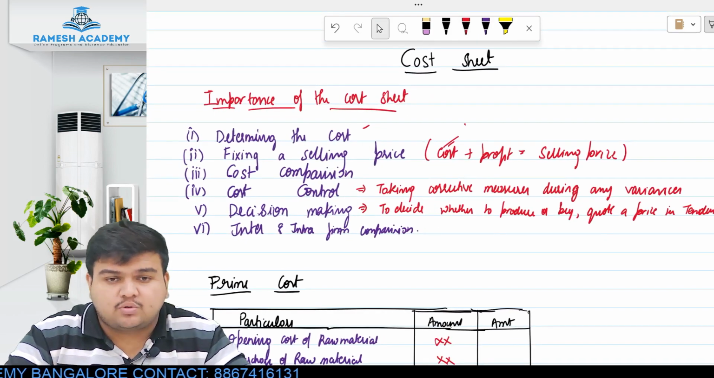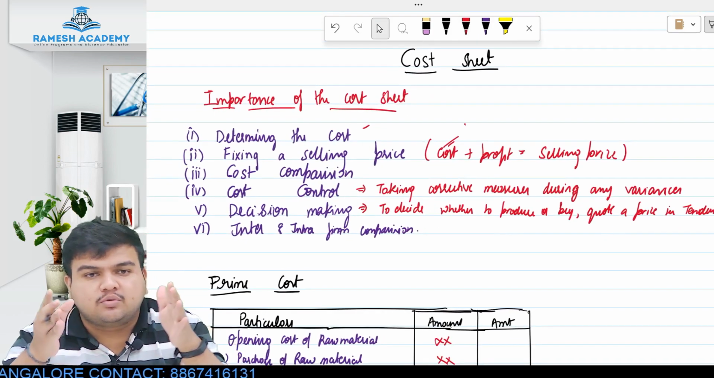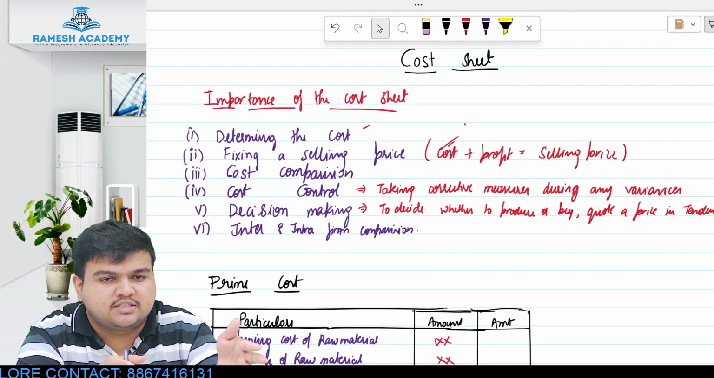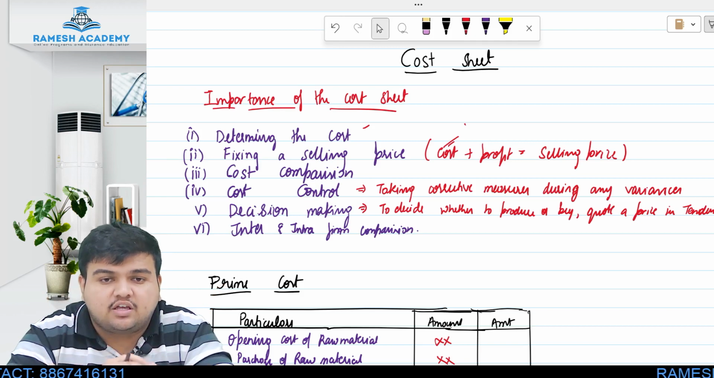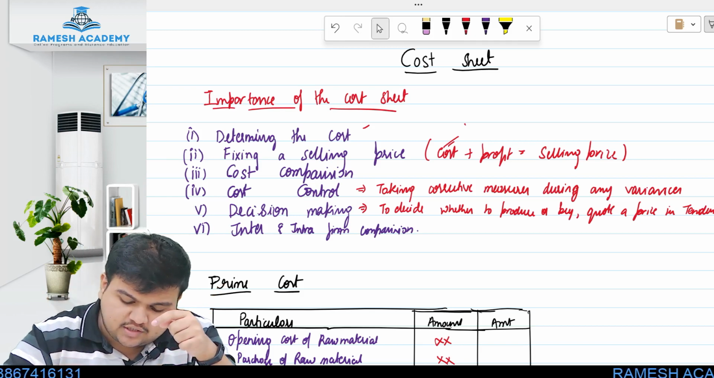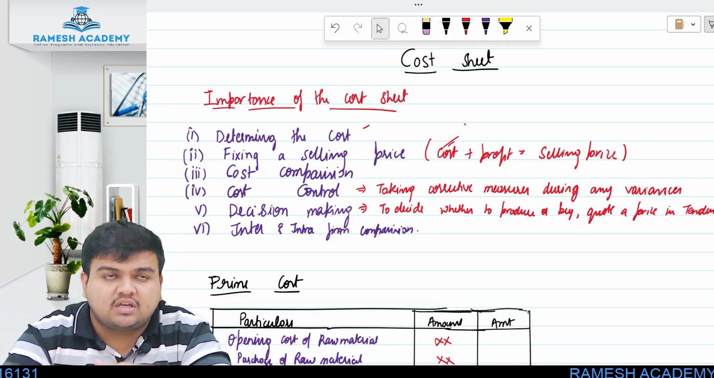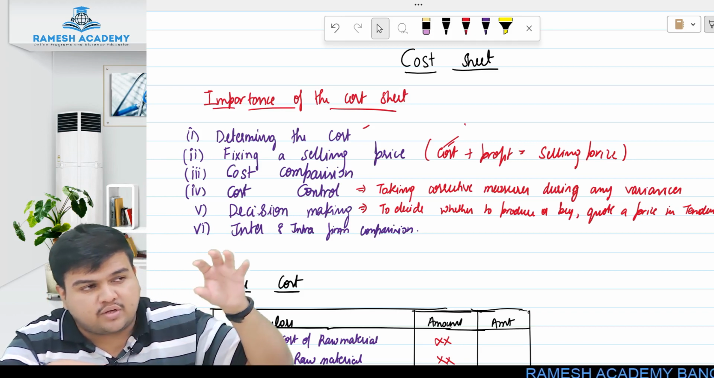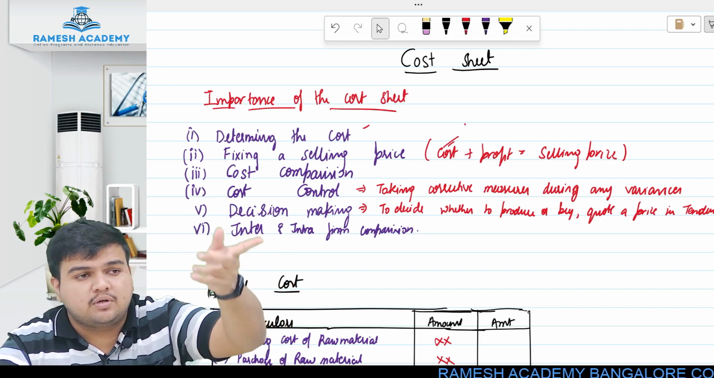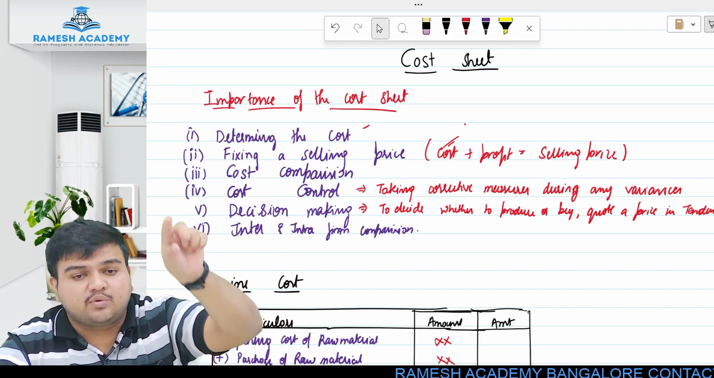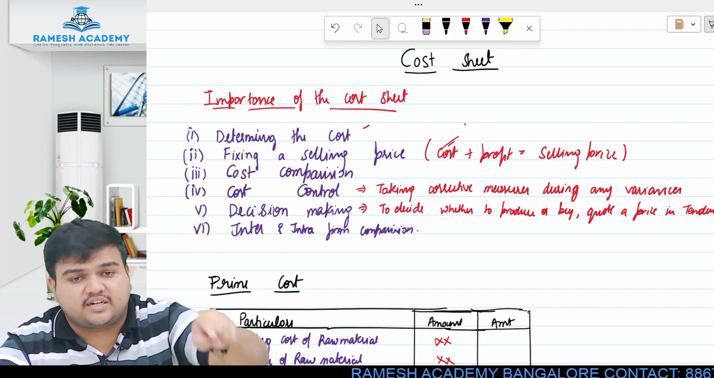Cost comparison. To compare between two organizations, you need your own cost standard sheet and their own, so that you can compare and find any variances. So cost control means taking corrective measures during any variances. For that you need a cost sheet. You need to calculate the actual cost and the actual standard cost. Only then are you able to find the differences and variances, and you can implement the cost control techniques.